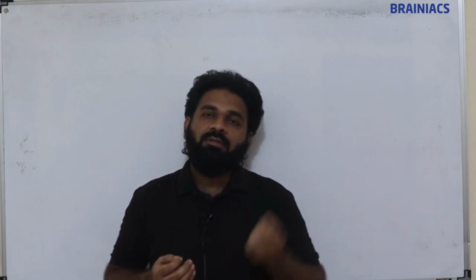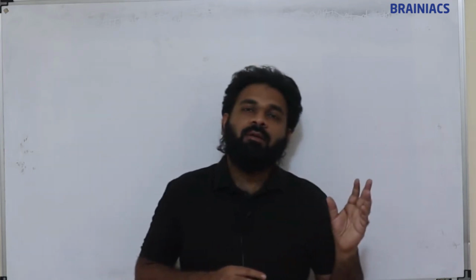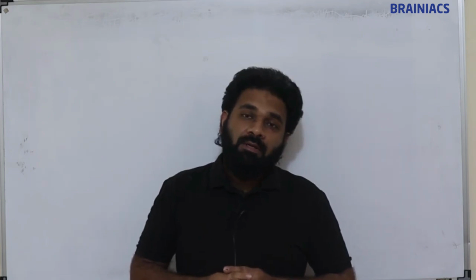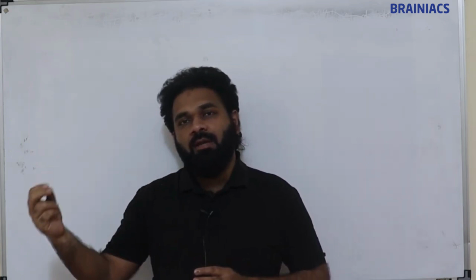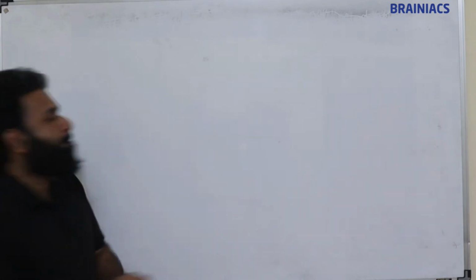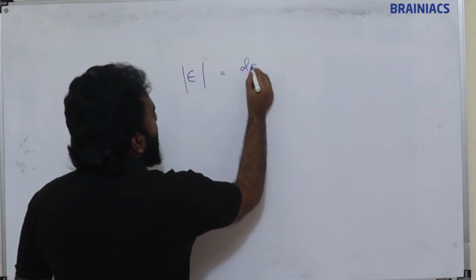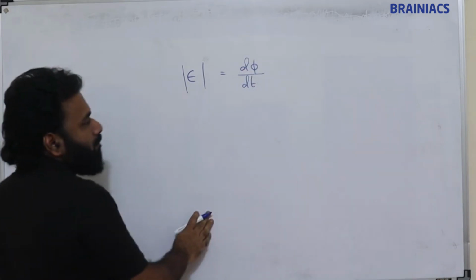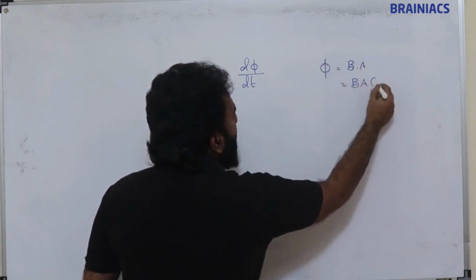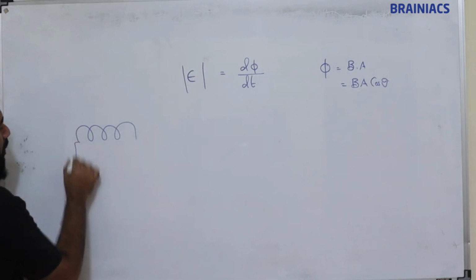That is, whenever there is a change in the magnetic field, an increase or decrease of the magnetic field, or any change in the area of the loop, or in the orientation of the loop, that is, the orientation of the area, we saw that the magnitude of induced EMF is dφ/dt, and φ is equal to B dot A, or BA cos θ.